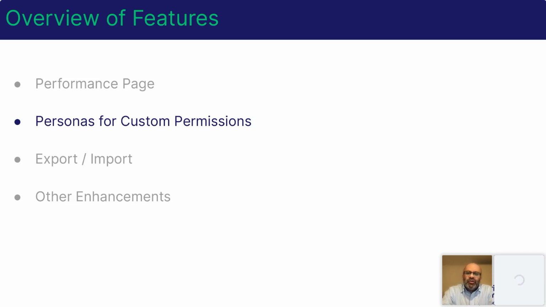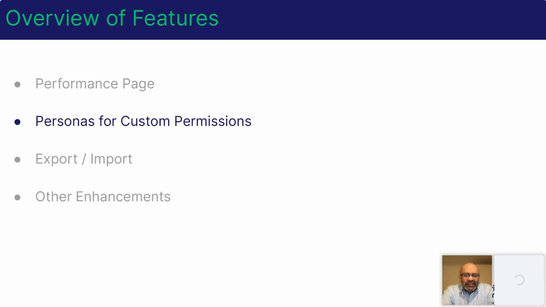So a persona is a grouping of custom permissions, and we can have up to 10 of these personas. So you may have one set of permissions for your sales team and one set for your support teams. And with these, they can then only access their own teams, but have their own set of permissions as well.